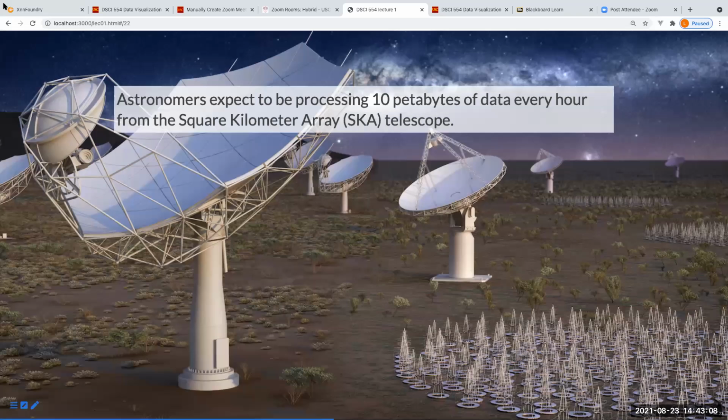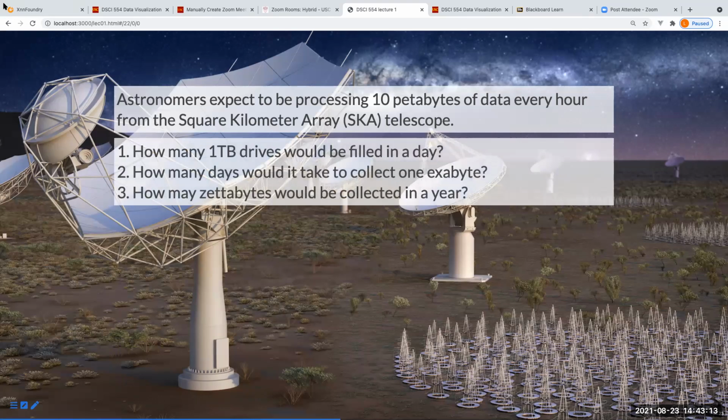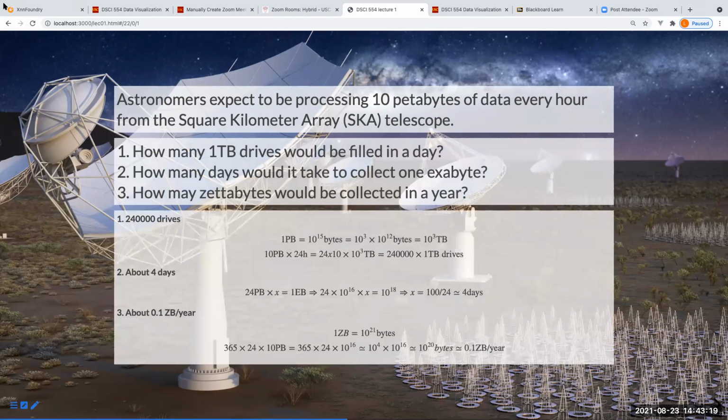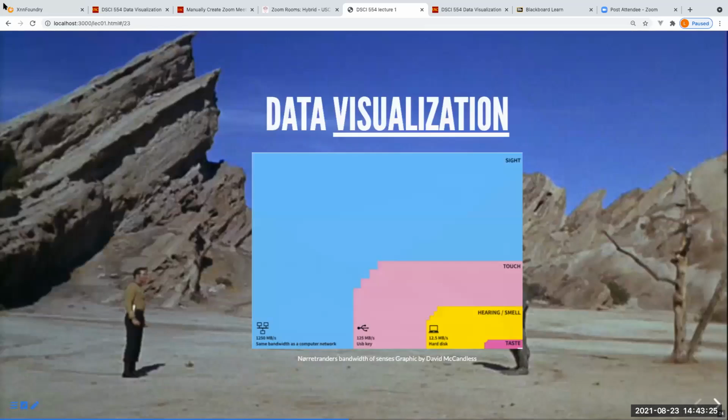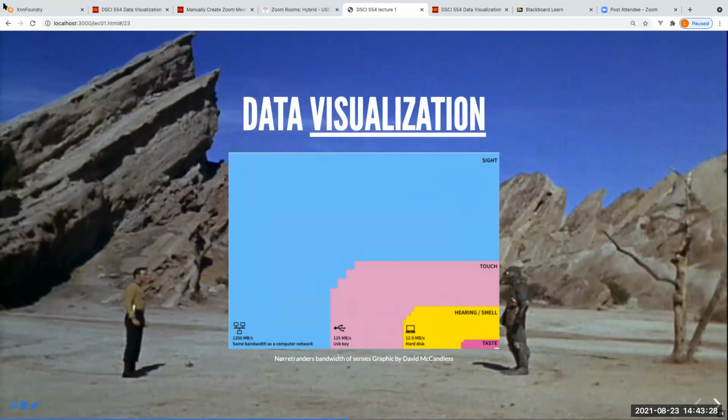So I have a little exercise there with the Square Kilometre Array. I still don't know if this went online, but that is collecting 10 petabytes of data every hour, so that you wrap your mind around what these quantities are. So I'll let you play with that. If you have questions on those calculations, we can go over it in the next session. Obviously, for the quiz, I might ask you to do a translation from zettabytes to petabytes.